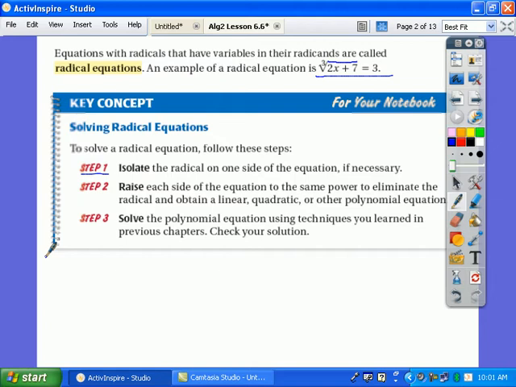Step two, we're going to raise each side of the equation to the same power to eliminate the radical. What they mean there is if I'm taking a square root, I'm going to square both sides. If I'm taking a cube root, I'm going to cube both sides. And whatever I do to one side, I have to do to the other. So if I cube one side to get rid of a cube root, I have to cube the other side. And lastly, we're going to solve the resulting equation.